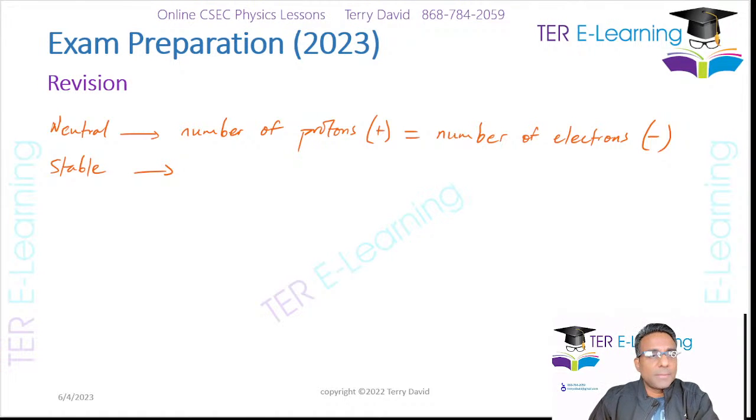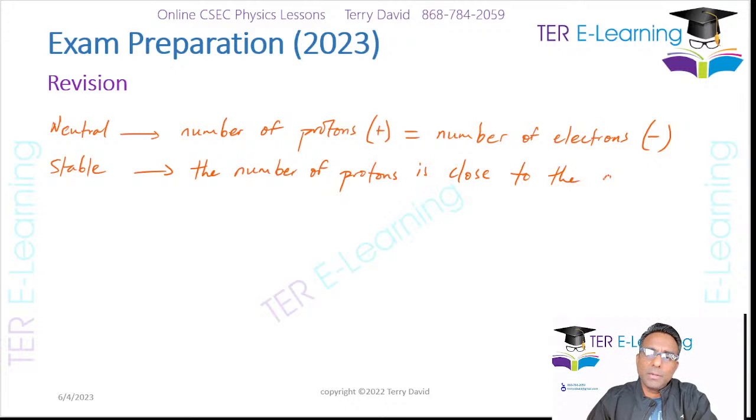So let's see. Here's what we're going to say. It's stable when the number of protons is close to the number of neutrons. If the number of neutrons starts to get significantly more than the number of protons, the nucleus itself becomes unstable.